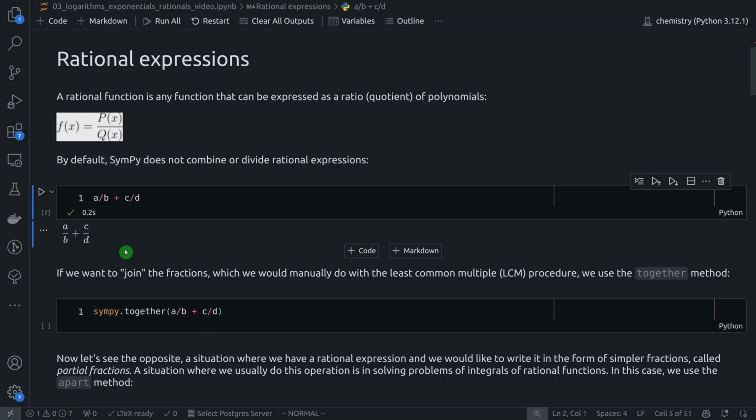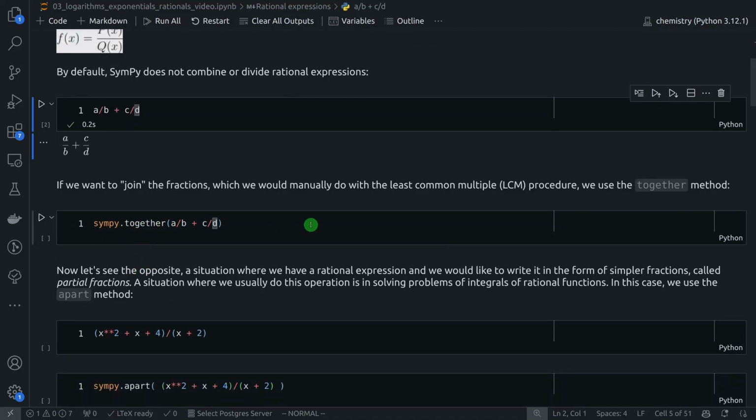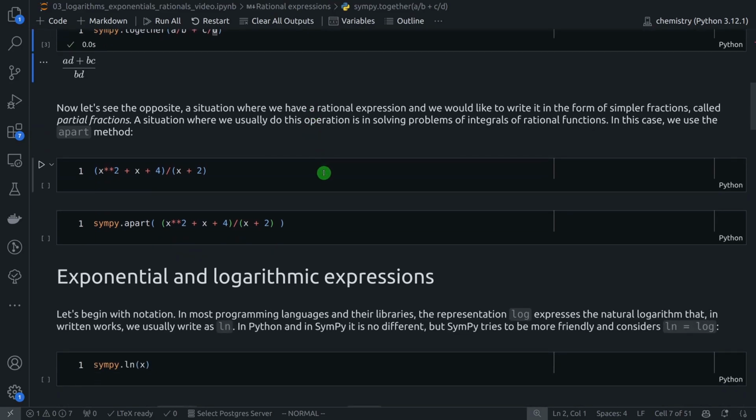Okay, but we know from math that we can join these fractions doing the LCM, the least common multiple procedure. So if you want that, you can use this together function of SymPy. So here we have SymPy.together and a over b plus c over d. If we run the cell, we have here the result of the LCM procedure. We have here a times d plus b times c over b times d. Okay, so SymPy does not combine rational expressions by default, but you can ask for this combination using this together function.